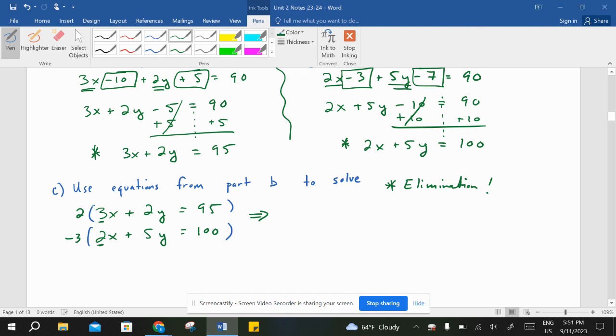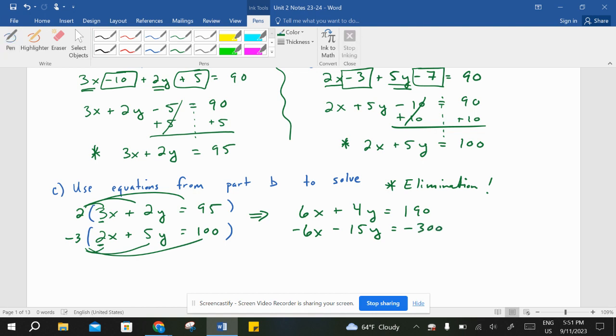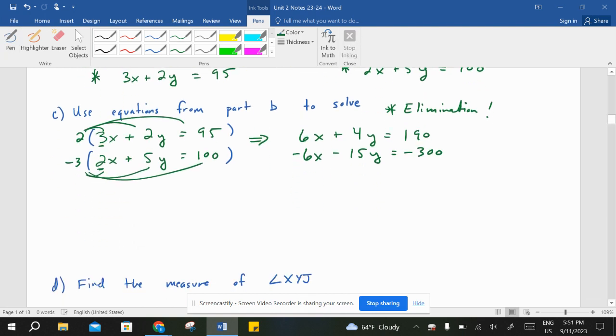So if I go ahead and distribute that to all three terms, I get 6x plus 4y is equal to 190. Go ahead and do the same thing with the negative 3. Do not forget to multiply it to what it's equal to, or else you will get it wrong. You get negative 6x minus 15y is equal to negative 300. Okay, so this is the system that we will be solving.